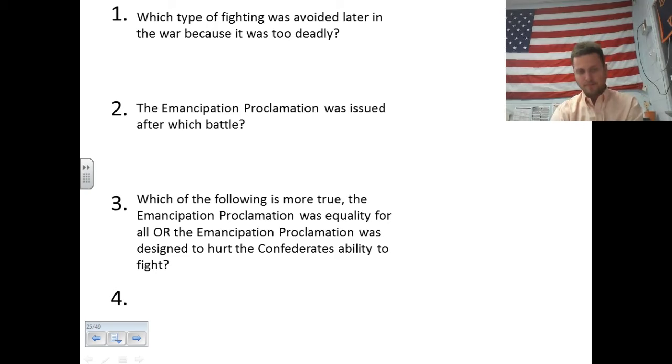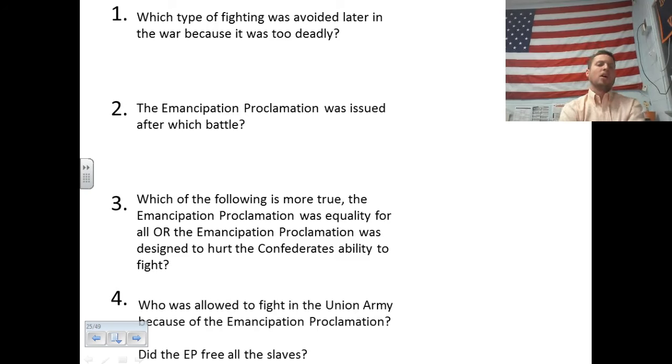Let's go to 4. Who was allowed to fight in the Union Army because of the Emancipation Proclamation? Then there's another part of 4. Did the Emancipation Proclamation free all the slaves? Yes or no? Please write those answers down. Cool? So there's a lot of Emancipation Proclamation in this quiz, which makes me think it's going to be an important thing to study for the test, right? All right, you ready? Here we go.